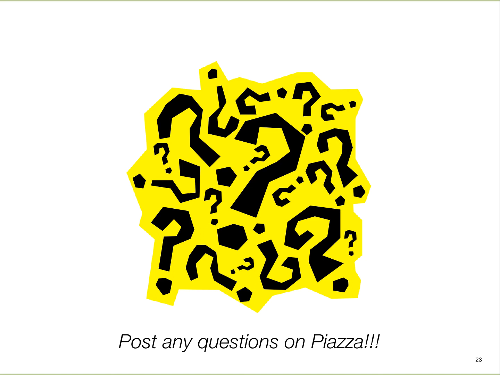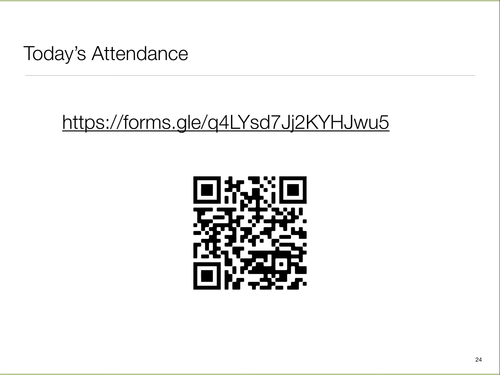Okay, so one final bit of logistics is just for me to get a sense of who's here. If you could go to the simple web form, it just asks for your name and email and the last few digits of your UID, so that for students who have common last names I can distinguish. This is just for me to get a sense of who's actually here in the class.